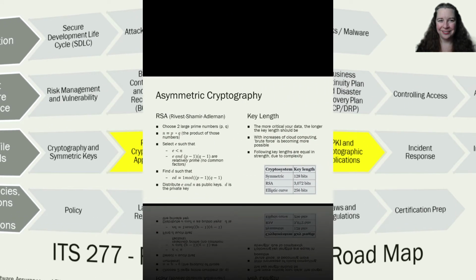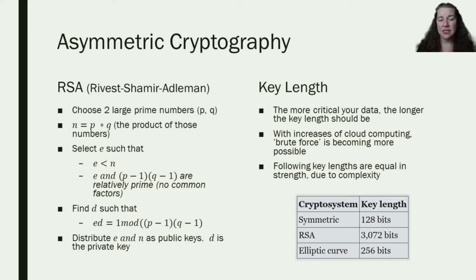Let's get started. If you followed through with Chapter 6 from our last lecture, you understand a little bit about asymmetric cryptography. Asymmetric cryptography creates two keys, a public and a private key. If you encrypt something with the public key, only the private key can decrypt it. And if you encrypt something with the private key, only the public key can decrypt it.